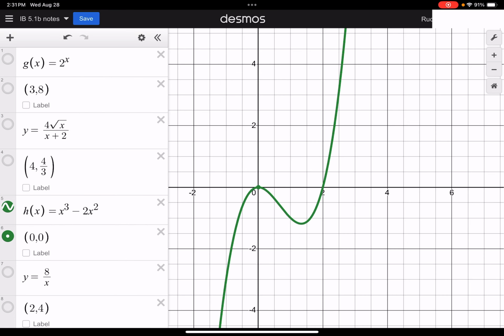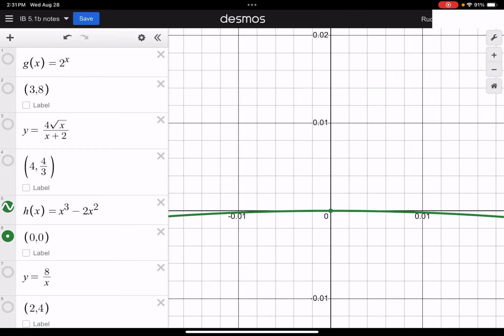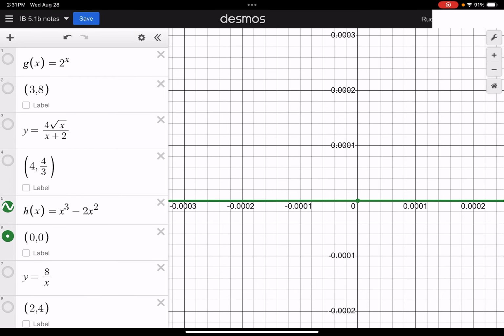Here is the graph of x cubed minus 2x squared. And so when x equals 0, that's this vertex. And notice when I zoom in enough, it looks like a perfectly horizontal line. Remember, the slope or the gradient of a horizontal line is 0.